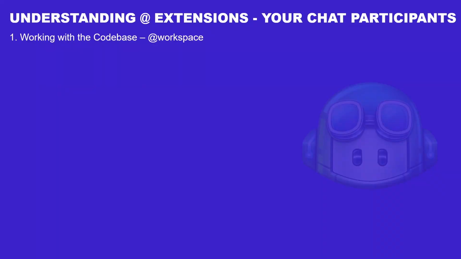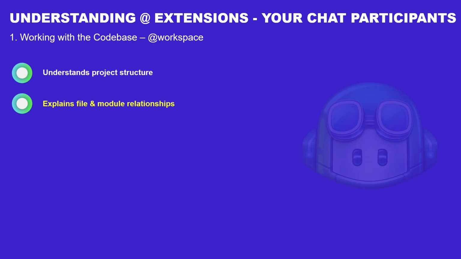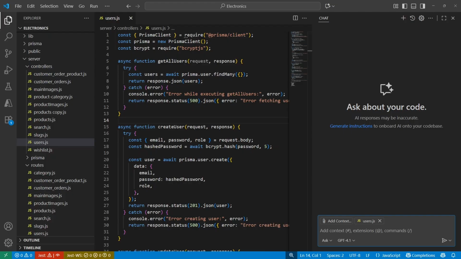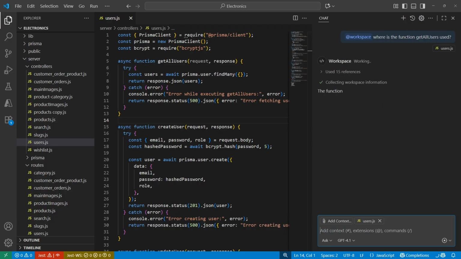When working on a project, it's easy to lose track of how files and modules connect. That's where @workspace really shines. It understands your entire code base and it can explain your project structure, dependencies, and even the relationships between different files. Let's say I want to know where a getAllUser function is being used, I can simply ask @workspace, where is the function getAllUser used?